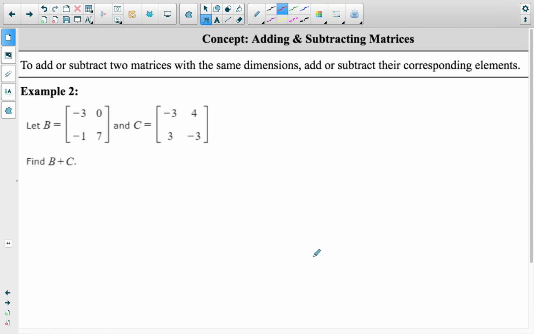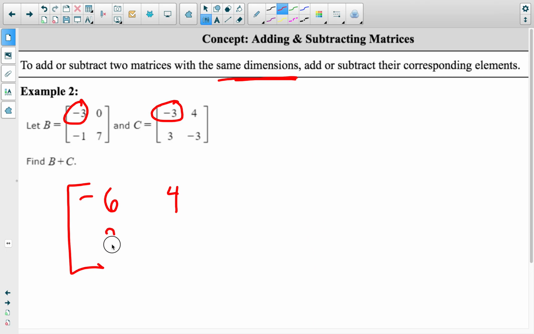If matrices have the same dimensions, and that's key, then we can add or subtract their corresponding elements. If I want to add these 2 matrices together, I would take the top left number and add it to the other top left number, which would be -6. I'm adding because that's what the question is telling me to do. So 0 plus 4, I would have a 4 up here. -1 plus 3, I would have a 2 on the bottom left. And then 7 plus -3, I would have a 4 right here. And that would be my answer. My answer is going to be a matrix.